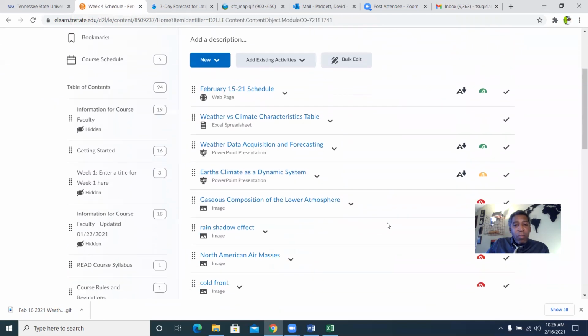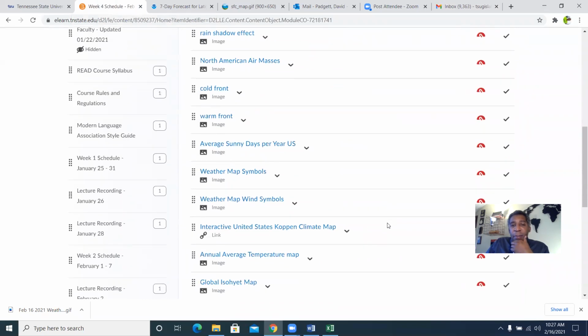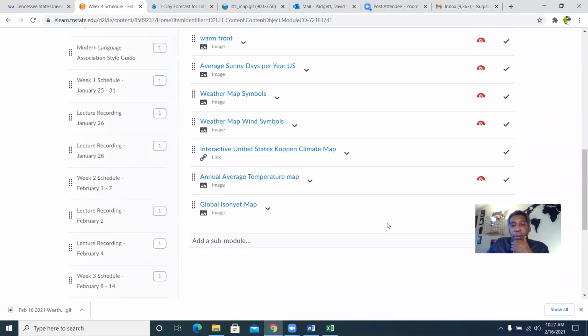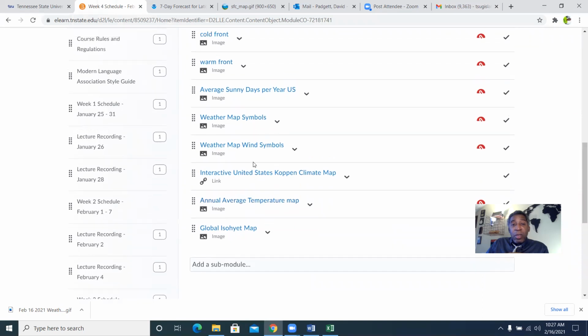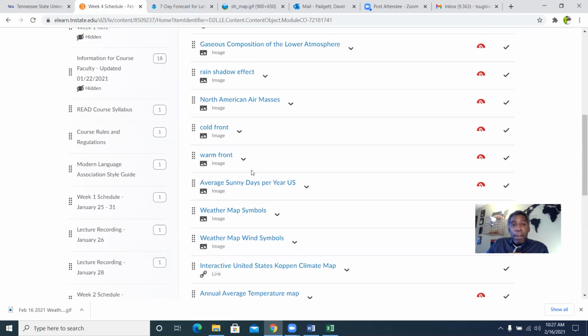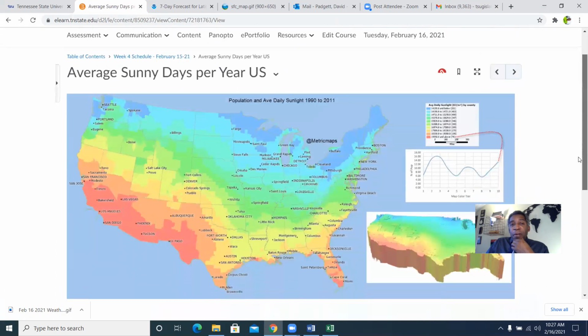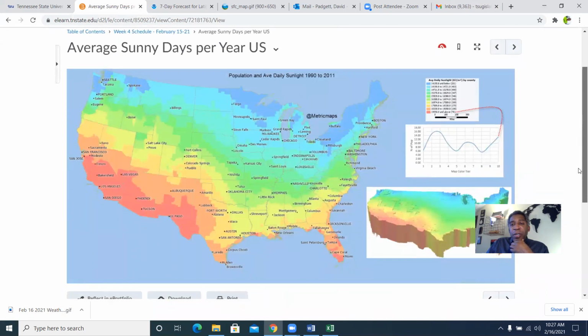And so when we start to look at climate, again, we're looking at some much more long-term descriptions of atmospheric conditions. For example, here's a map of the average sunny days per year in the United States.